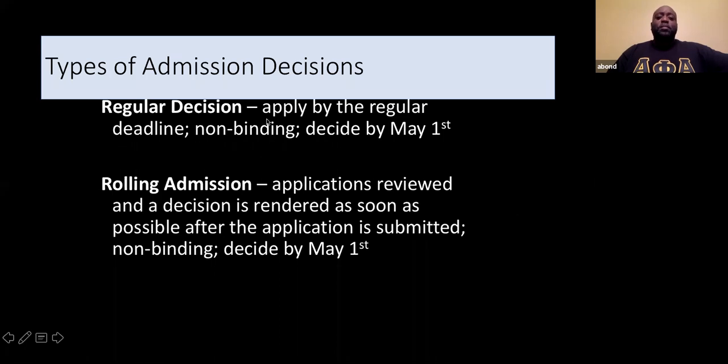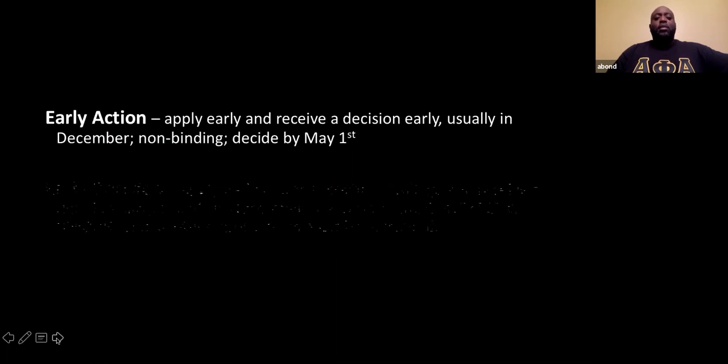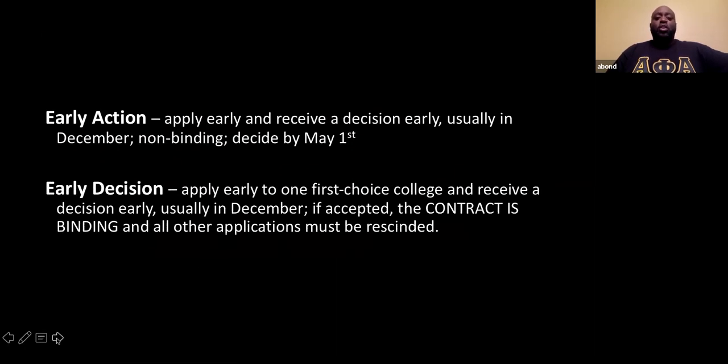You've got regular decision: apply by the regular deadline, non-binding by May 1st. You have rolling admission: applications are reviewed and a decision is rendered as soon as possible after the application is submitted. And then you have early action: apply early, receive a decision early, usually in December.